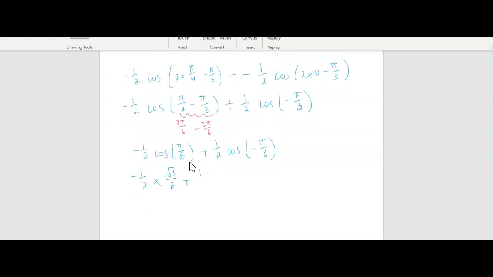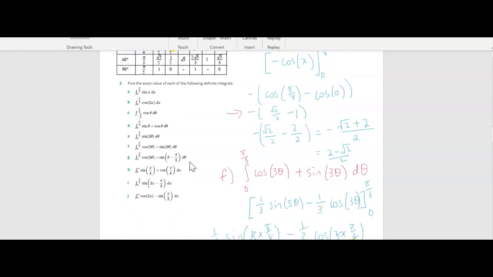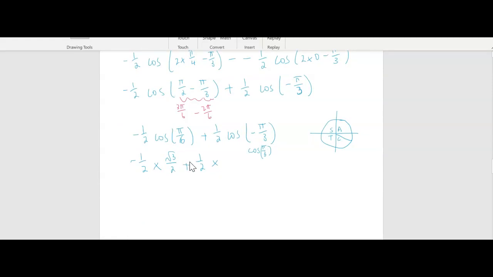And now we've got plus a half times cos of negative pi on 3. Now think of your unit circle. We're actually in this fourth quadrant here, where all positive, sine positive, tan positive, and cos positive. So in this fourth quadrant, cos is positive. So cos negative pi on 3 is the same as cos pi on 3, which is going to be 1/2.